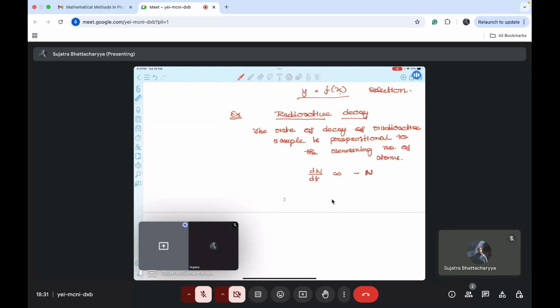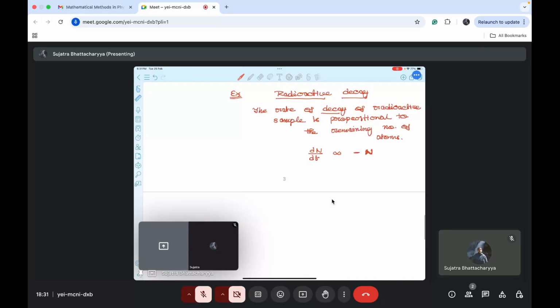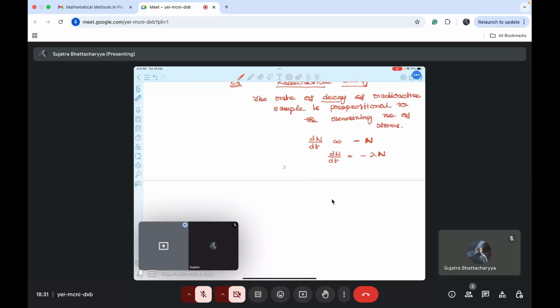And we can see that there is a negative sign. This negative sign is because once there is a radioactive decay, the rate of decay is being said, right? So samples will decrease as the radioactive reactions proceed. So you can write this as dN/dt is equal to minus lambda, the proportionality constant, times N. So this becomes a differential equation, and this becomes a function of time.